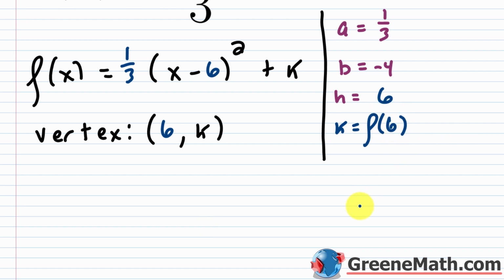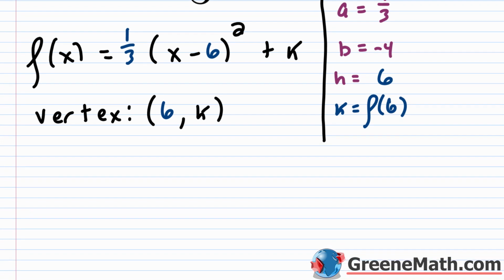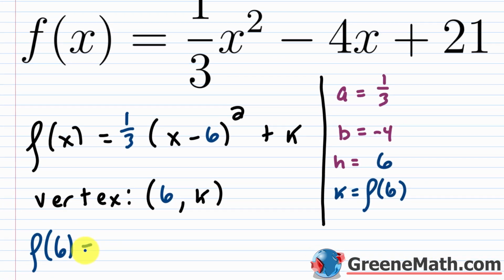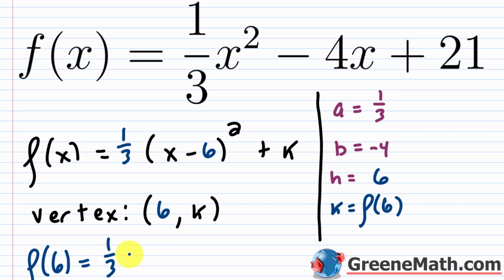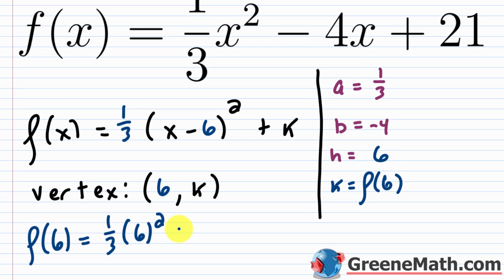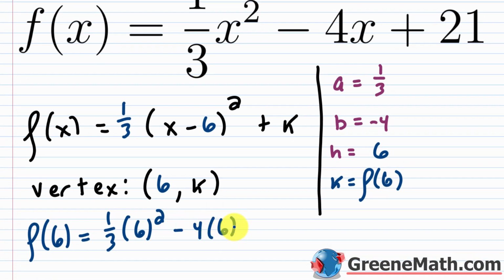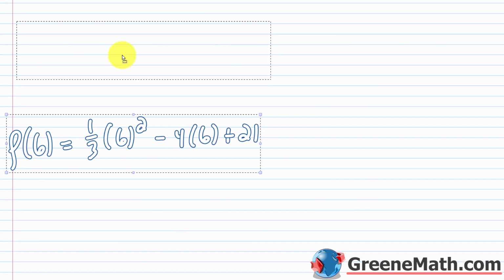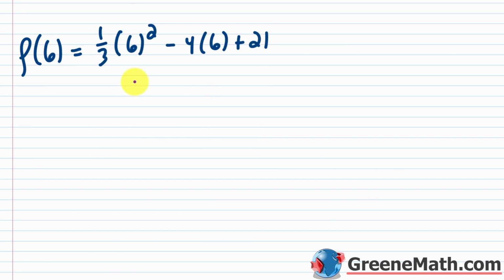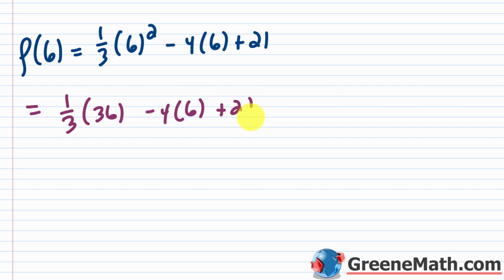so it would be f of 6. So what is that going to be? Let me come back up. So f of 6 would be equal to 1/3, and then times your 6 squared, and then minus 4 times 6, and then plus 21. So let me do this on this page here so we have room. So 6 squared would be 36. So this would be equal to 1/3 times 36, and then minus 4 times 6, and then plus 21.